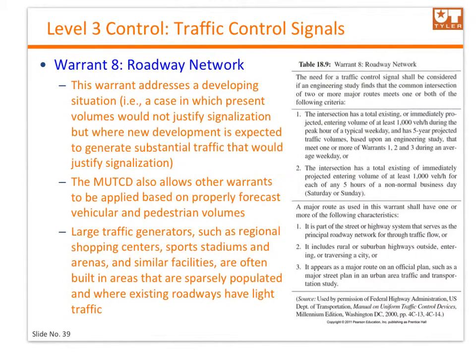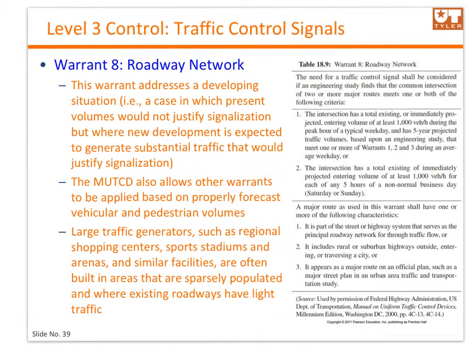Warrant 8, this has to do with the roadway network. This warrant addresses a developing situation. For example, a case in which present volumes wouldn't justify signalization, but I'm expecting a new development at this location, which is going to generate substantial traffic that would justify signalization in the near future. So the MUTCD in this case allows other warrants to be applied based on properly forecast vehicular and pedestrian volumes. I may not experience that much traffic now, but if I have a very near future prediction of increased traffic volumes and pedestrians, this is the warrant that I need to use.